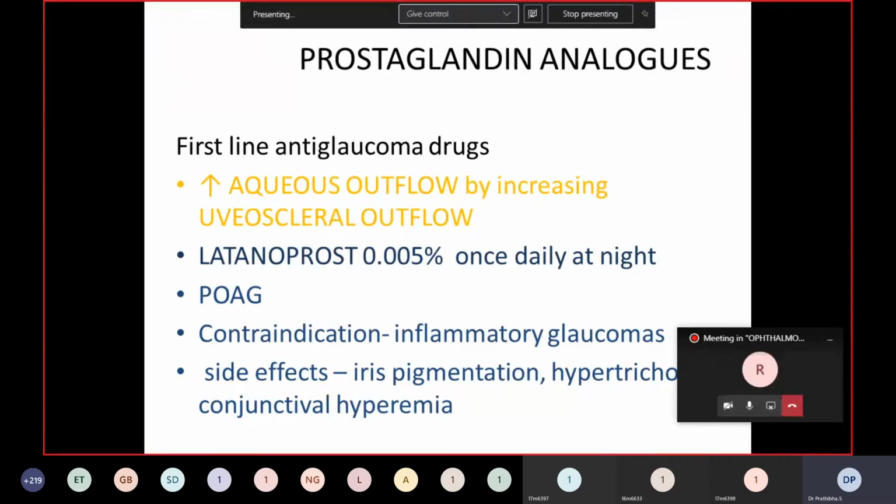The contraindication for prostaglandin analogs is inflammatory glaucomas, where we usually don't prescribe it. But for primary open angle glaucoma, this is the drug of choice. So if anybody asks which is the drug of choice for primary open angle glaucoma, it will be a prostaglandin analog, that is latanoprost, travoprost or bimatoprost. But this also has a few side effects: iris pigmentation, and the lashes will grow more, that is called hypertrichosis, and then conjunctival hyperemia may be there. These are the few minimal side effects of prostaglandin analogs.